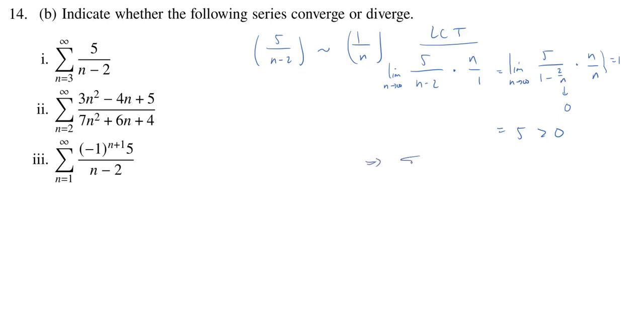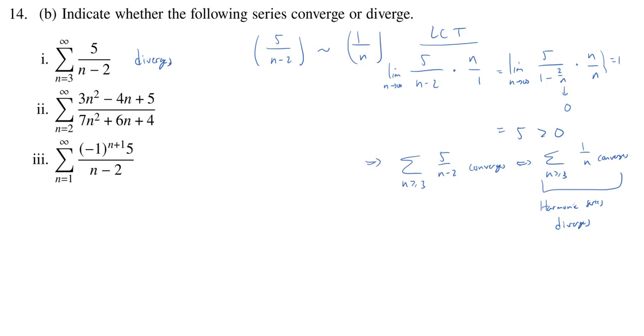And so this implies that the series starting at 3, 5 over n minus 2, converges if and only if the series starting at 3, 1 over n converges. But this is the harmonic series. Again, minus the first couple terms, but this is essentially the harmonic series. And it diverges. So we conclude that this series diverges.